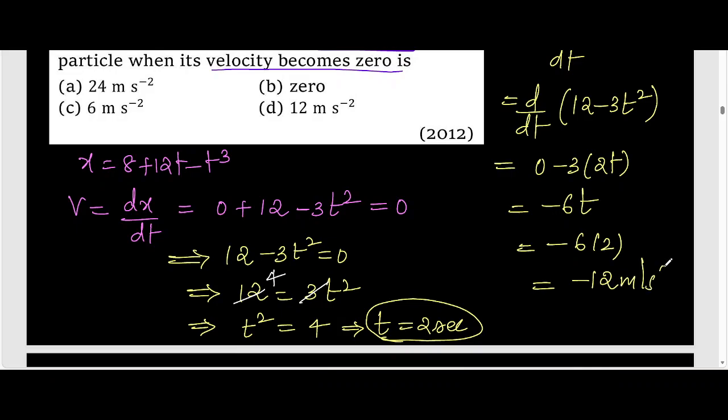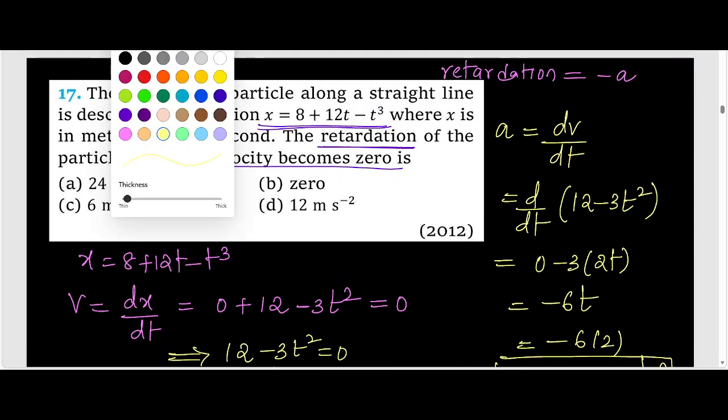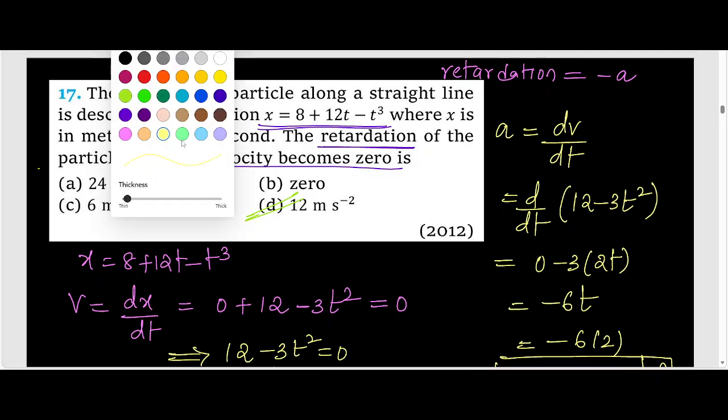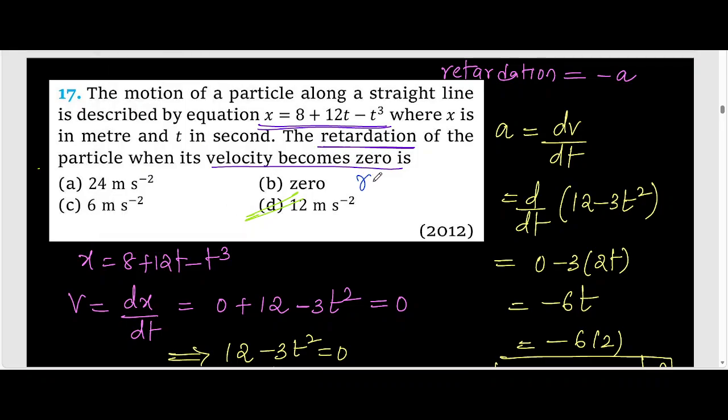What is this? This is acceleration. But what is our question? Not the acceleration. The question is retardation. So retardation is negative of acceleration. So minus into minus becomes plus. So retardation is negative of acceleration, so minus into minus, it becomes 12. So 12 meter per second square. Answer is option D.